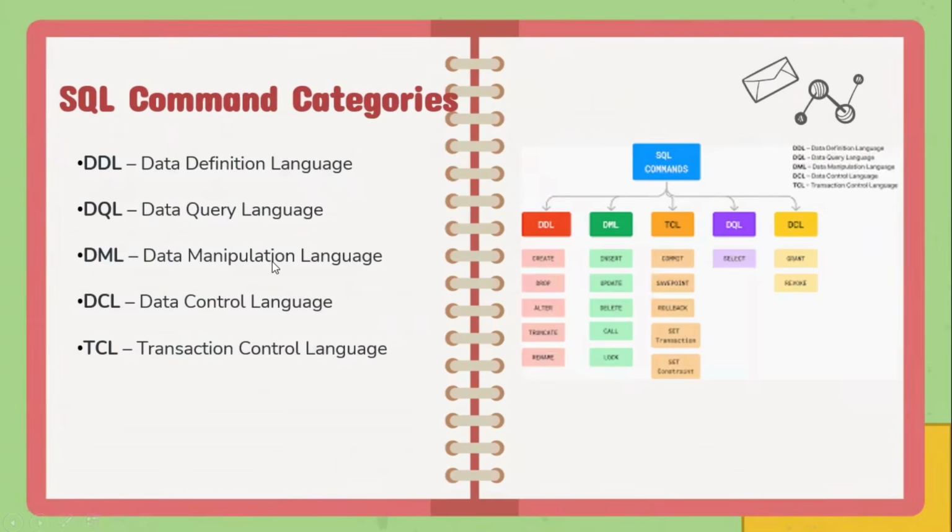Then we will see the SQL command categories, which are DDL, DQL, DML, DCL, TCL. DDL is data definition language, DQL is data query language, DML is data manipulation language, and TCL is transaction control language. Here in this picture, you can see the DDL commands. DDL commands are create, drop, alter, truncate, rename.